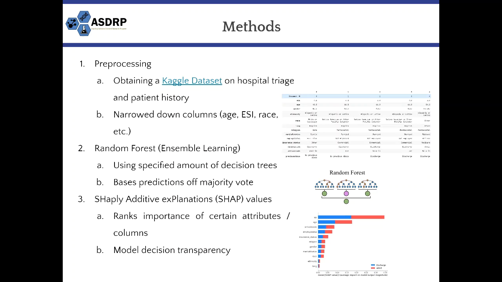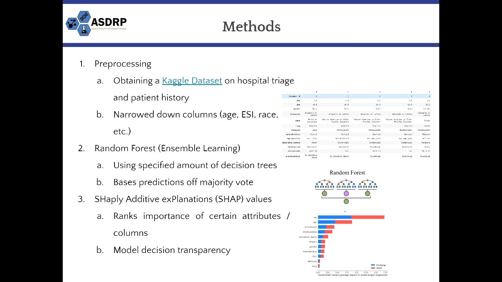So the second step was to actually apply a model to this data set. We chose random forest because it's a pretty popular model and it generally performs well for classification tasks. Random forests use a number of decision trees that is specified by the programmer, and it takes a prediction from each of those decision trees and conducts a majority vote. The essential principle behind a random forest is that there is wisdom in the masses.